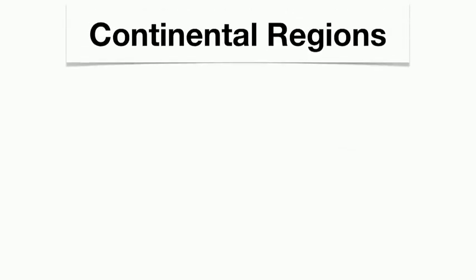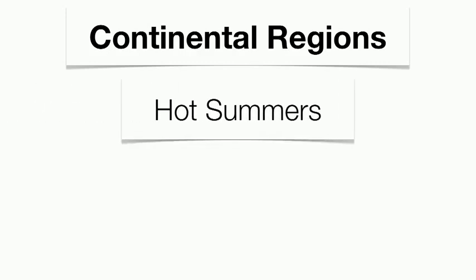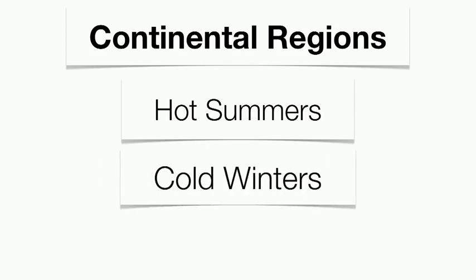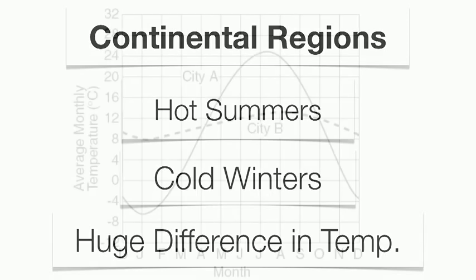You compare that with your continental or more inland regions. Because land heats up so quickly, you're going to have really hot summers. Because land cools off very quickly, you're going to have very cold winters. So you will have a very big difference between your summertime temperatures and your wintertime temperatures.